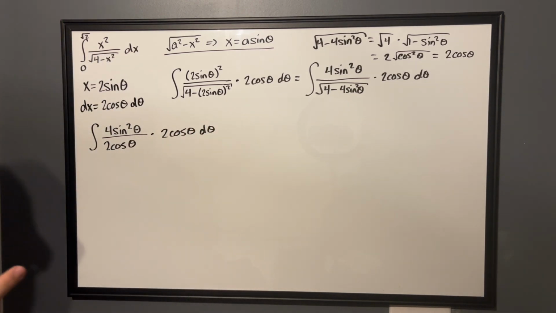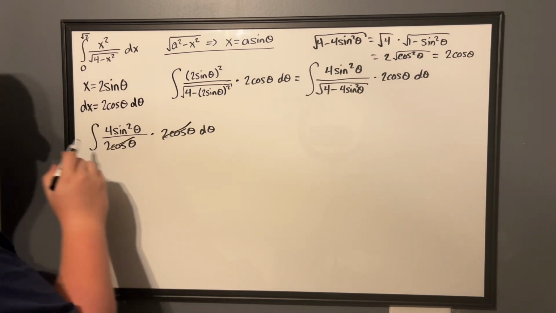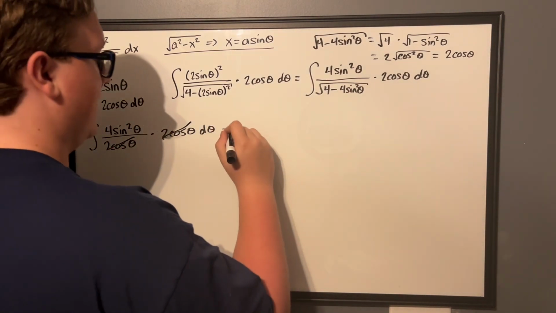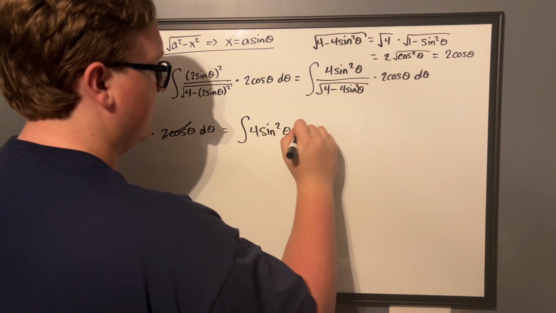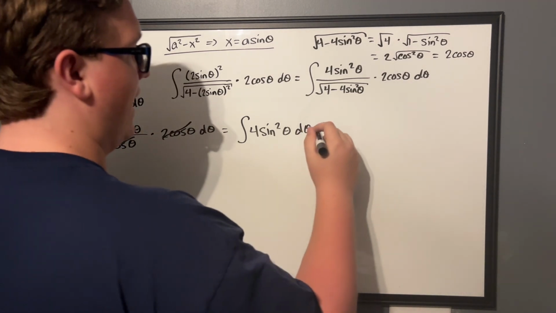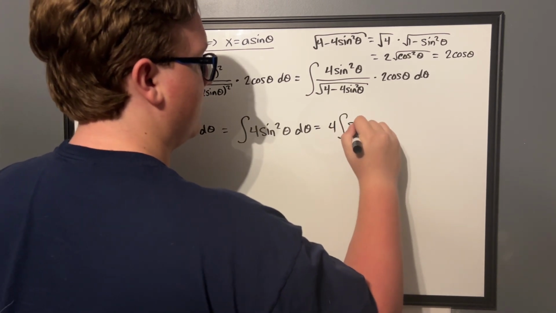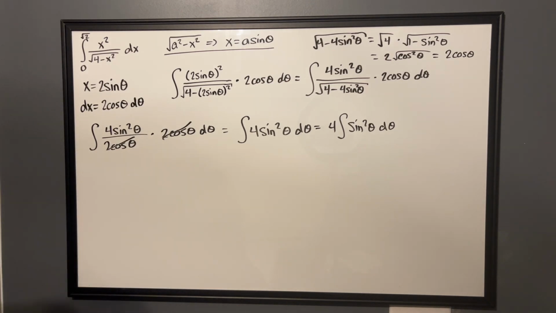But you can see how nice this is now, because at this point, we can actually go ahead and take out 2 cosine theta. They will cancel each other. So then all we have left over is going to be the integral of 4 sine squared theta d theta. And this integral has gotten much nicer. Now I'm going to go ahead and move the 4 to the outside of this function just because I think it's easier to work with it that way. So 4 times the integral of sine squared theta d theta. Okay, so now we've gotten into a much more manageable form.